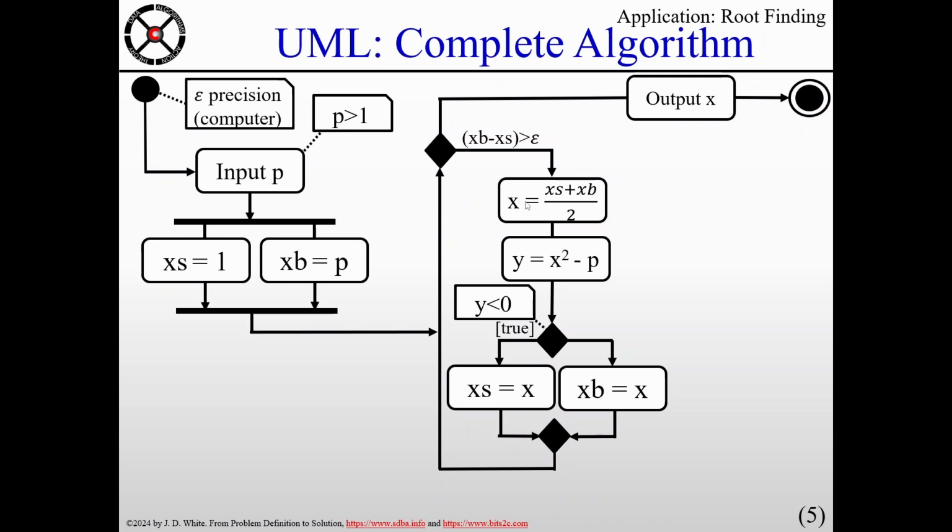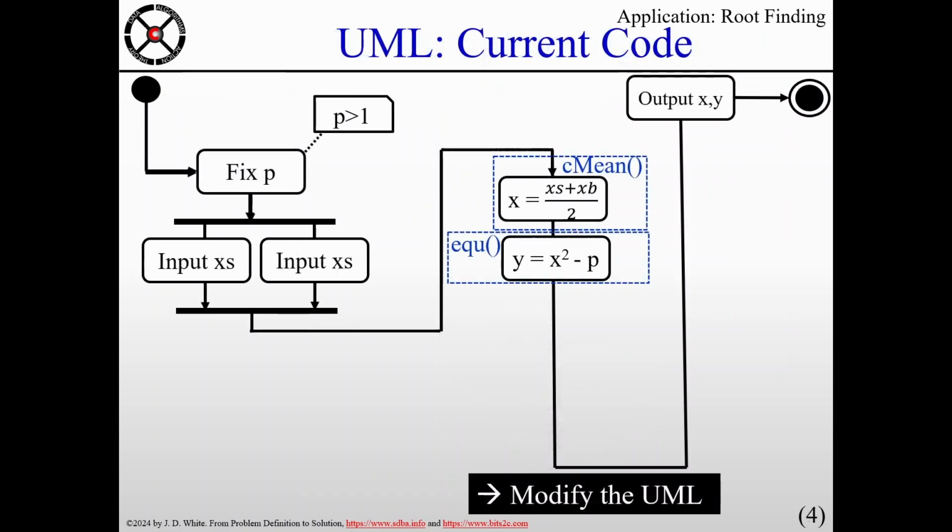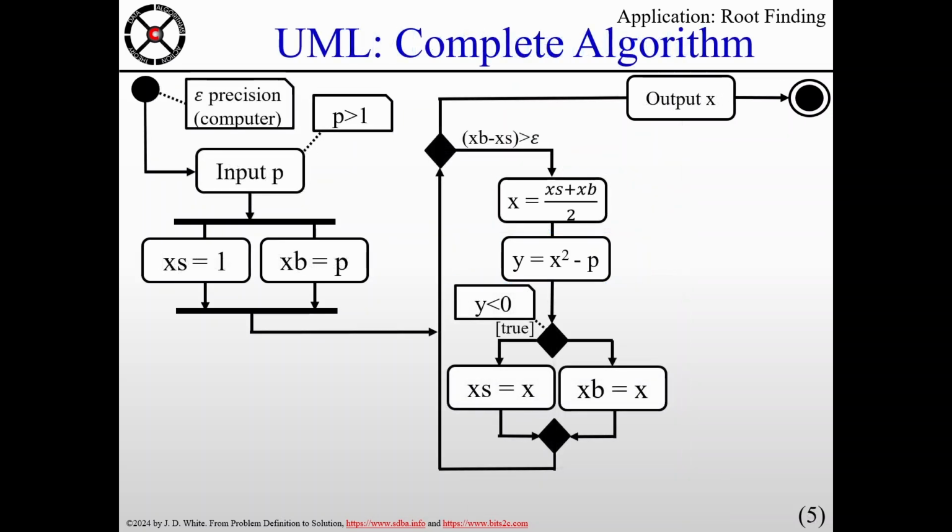So let's go back. Sorry, I'm going to go back. So this was our original one, our program right now. This is our new UML. We've added a loop and a condition. Okay, because we have to decide whether we want to go smaller or bigger, right?